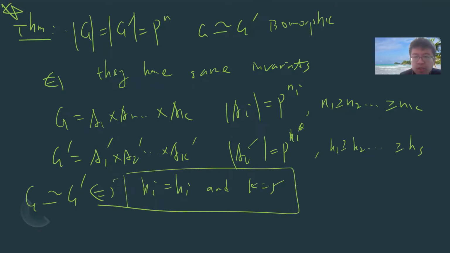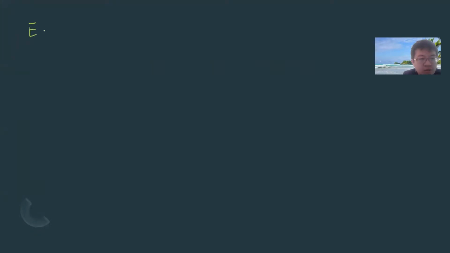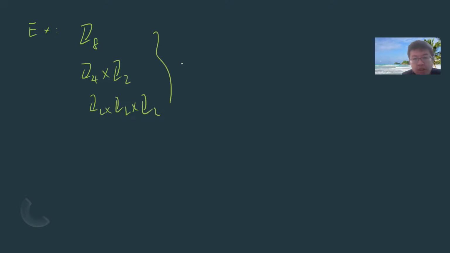So basically, it tells you that two abelian p-groups are isomorphic if and only if they have the same invariants. For example, you can easily see that Z8 and Z4 cross Z2, or Z2 cross Z2, are non-isomorphic. This is very easy to see even if you don't know this theorem, because this group has order 8, there is a group element of order 2, and the maximum order is 2, right?